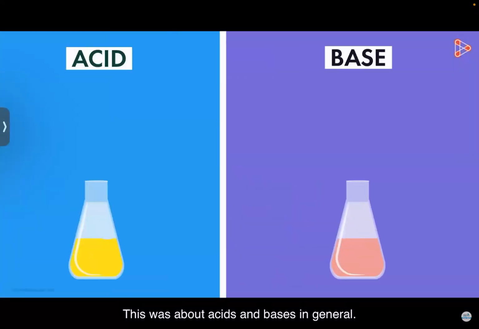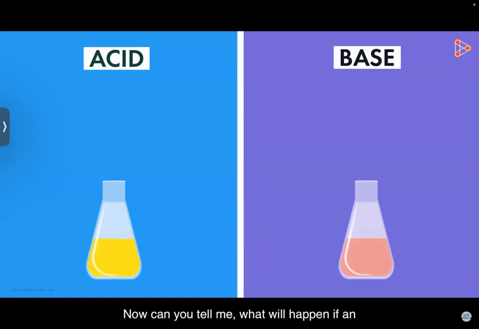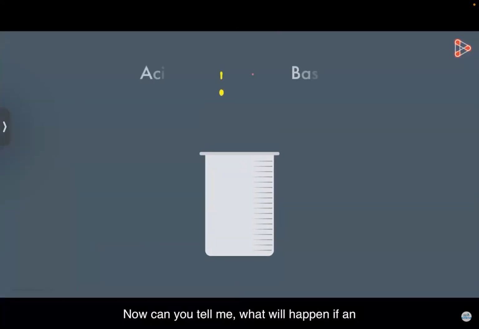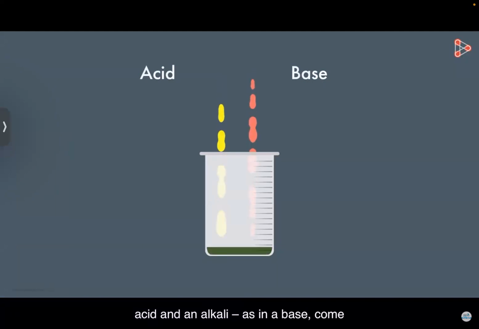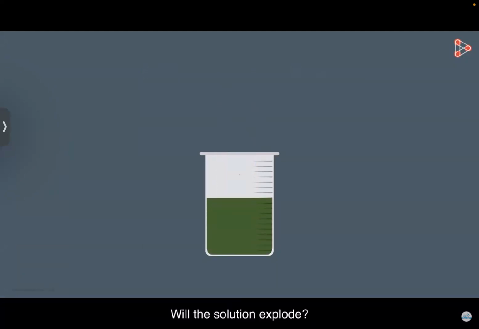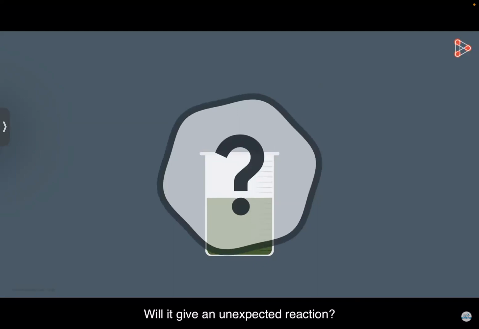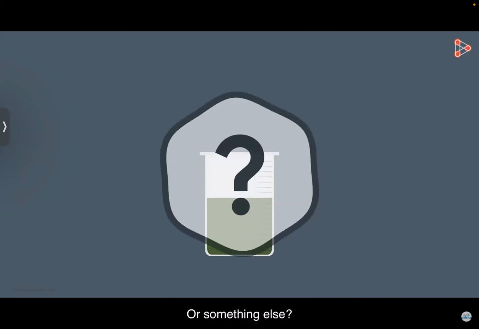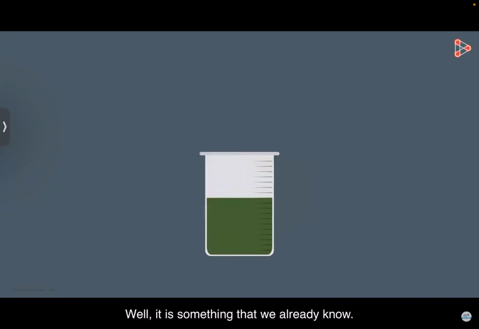This was about acids and bases in general. Now can you tell me what will happen if an acid and an alkali, as in a base, come together? Will the solution explode? Will it give an unexpected reaction or something else? Well, it is something that we already know.